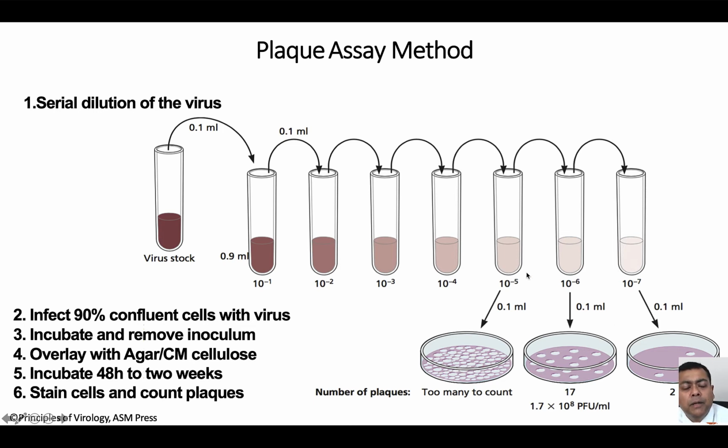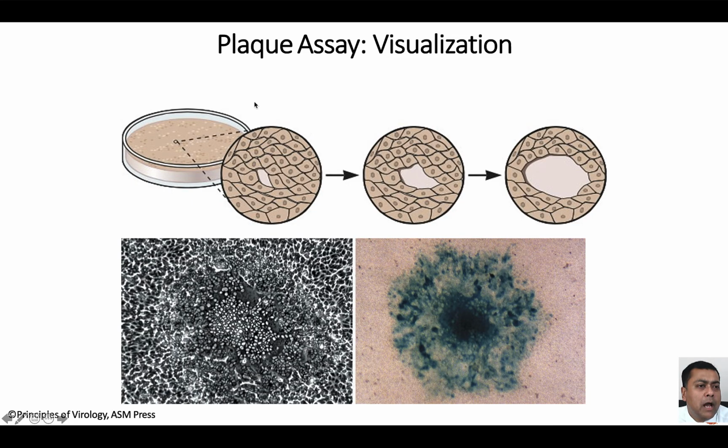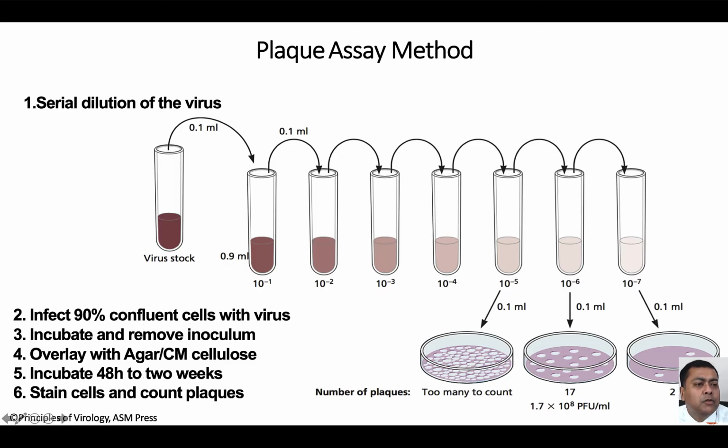Then from these dilutions, you usually do not use the very concentrated ones because you're not going to get a proper result. You take 0.1 ml of sample, which is a 100 microliter sample, and then you add those to the Petri plates with 90% confluence cells that we just talked about. You allow the virus to attach or adsorb for approximately 1 hour.